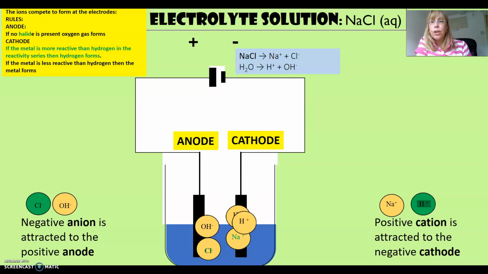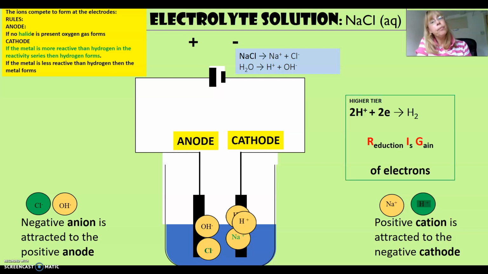The rule at the cathode that we need to know off by heart is that if the metal is more reactive than hydrogen in the reactivity series, then hydrogen forms. So in this example, sodium, we know in group 1, is very reactive. So hydrogen is going to form and the sodium is going to remain behind in the solution. If the metal is less reactive than hydrogen, then the metal forms. So that's if we've got copper, silver, or gold.